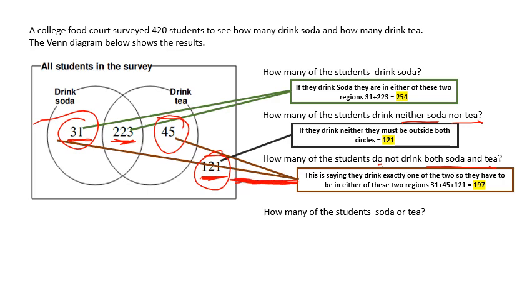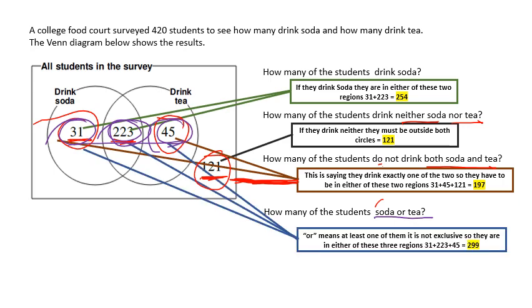All right. Last one. How many of the students drink soda or tea? I left out the word drink. Well, if you drink soda or tea, you're here, or you're here. Soda or tea. So any of those three numbers, which are 31, 223, 45, add up to 299. Moving on.